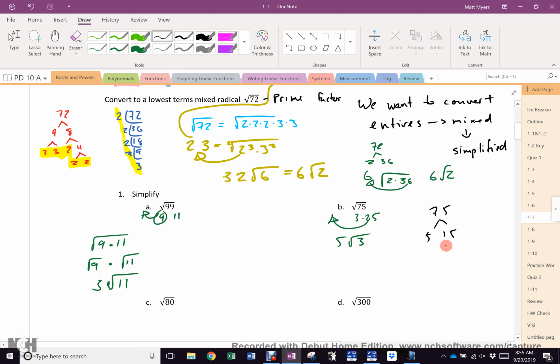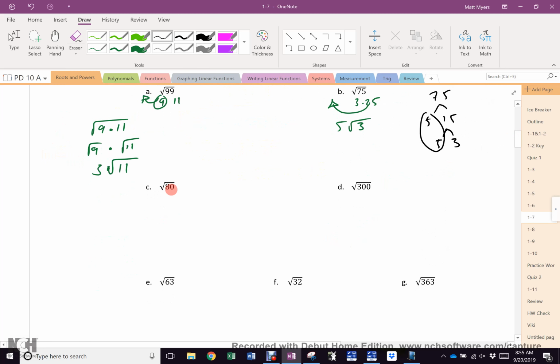5 and 15. 5 and 3. There's your pair of 5s. Out it comes. Okay? If you don't want to bother memorizing your perfect squares and perfect cubes, the only thing that does is make your work take longer. Right? Okay. So, what am I going to do with 80?